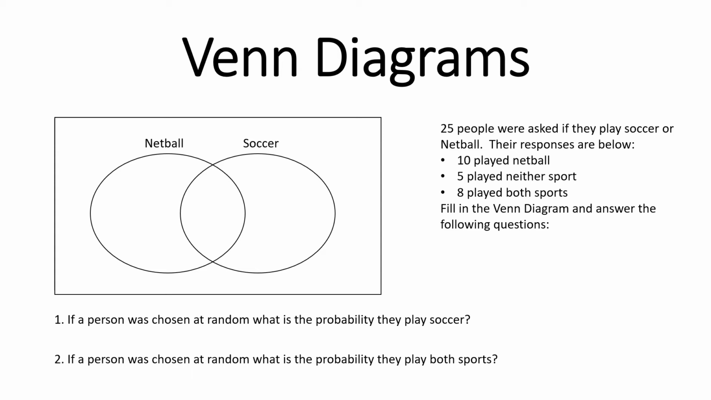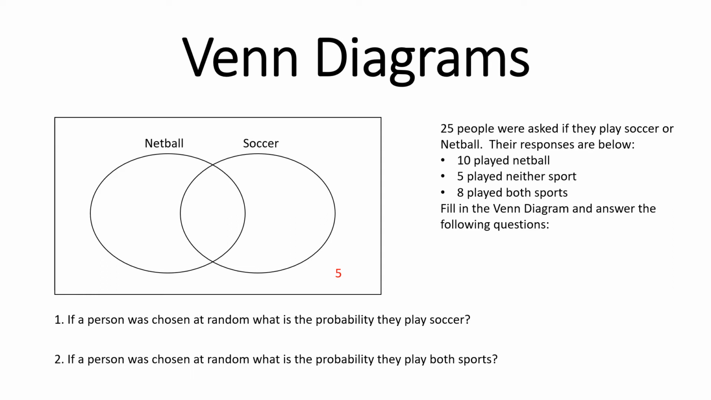We can see from the information we've been given that we haven't been told how many people played soccer. So we're going to have to work out some of the numbers. Let's start with the information that we do know. We know that 5 played neither sport, and we know that in the Venn diagram that goes in the outside part, outside of the two circles. So we have 5 out there.